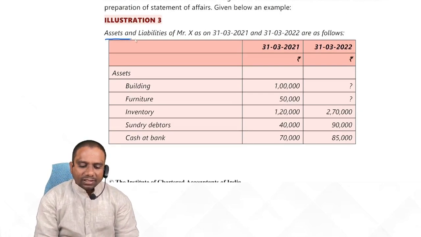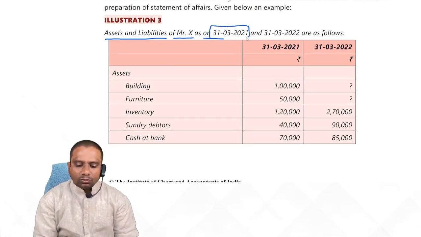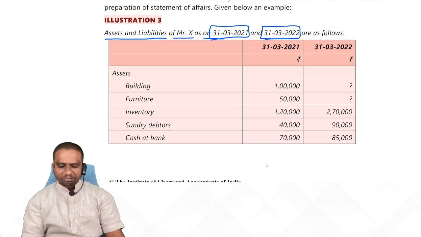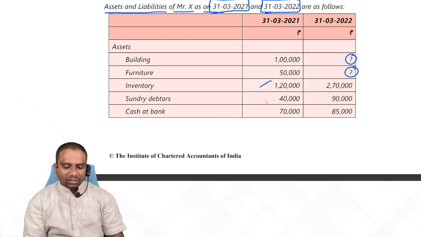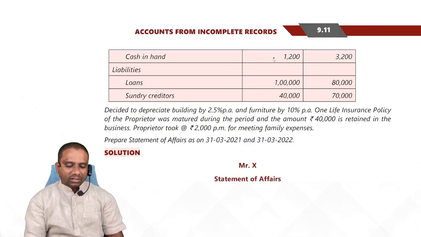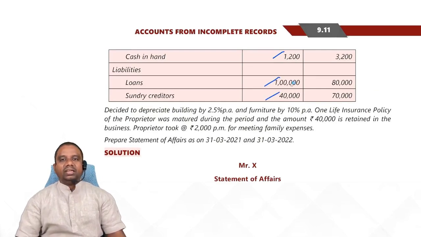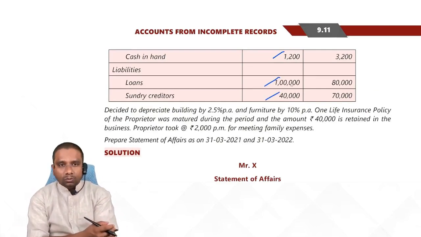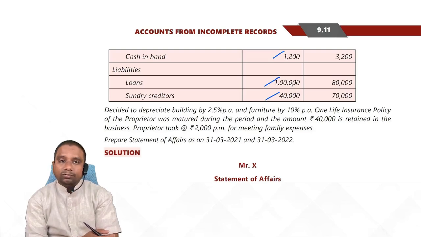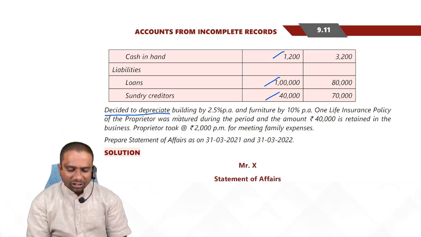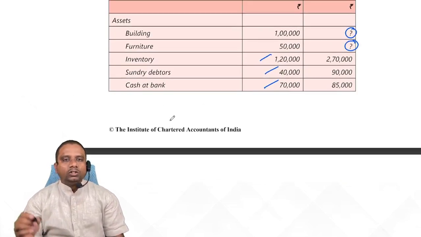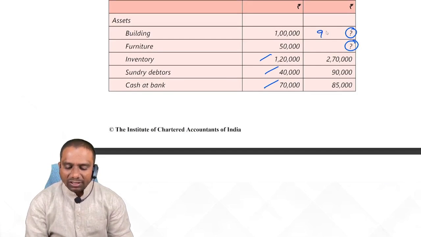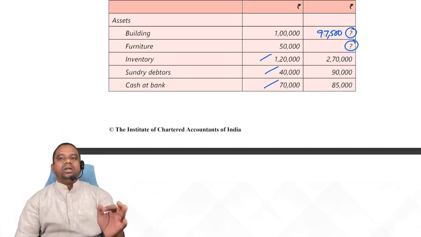Illustration 3. Assets and liabilities of Mr. X as on 31st March 2021 and 31st March 2022 are as follows. Fine. Here they have given assets, but some amounts are missing. Building, furniture, inventory, sundry debtors, cash at bank, cash in hand, liabilities, loan, sundry creditors. So whatever the information available with you, we should prepare the statement of affairs. Next one. Decided to depreciate building by 2.5%. Means at the end of the year, 1 lakh minus 2.5% depreciation, so that here we get 97,500 building value.